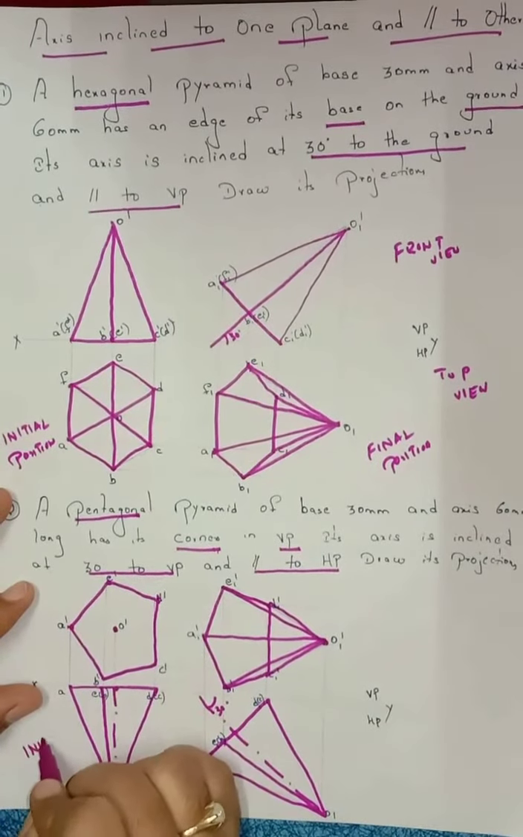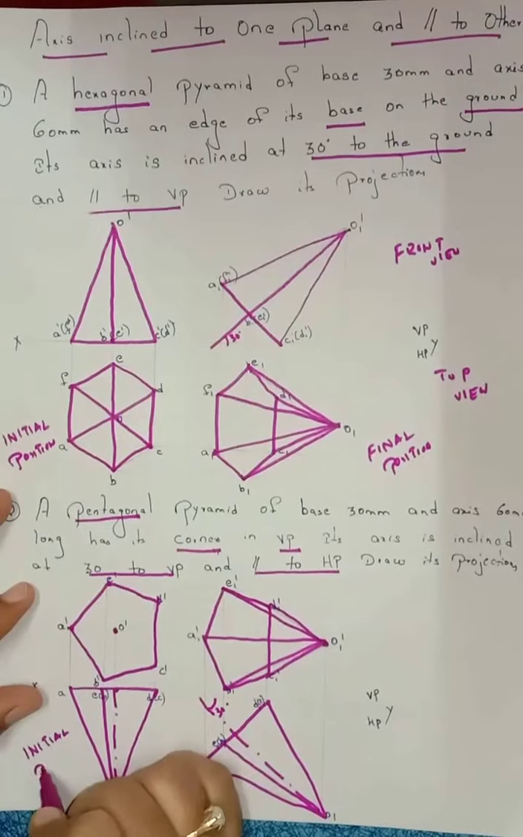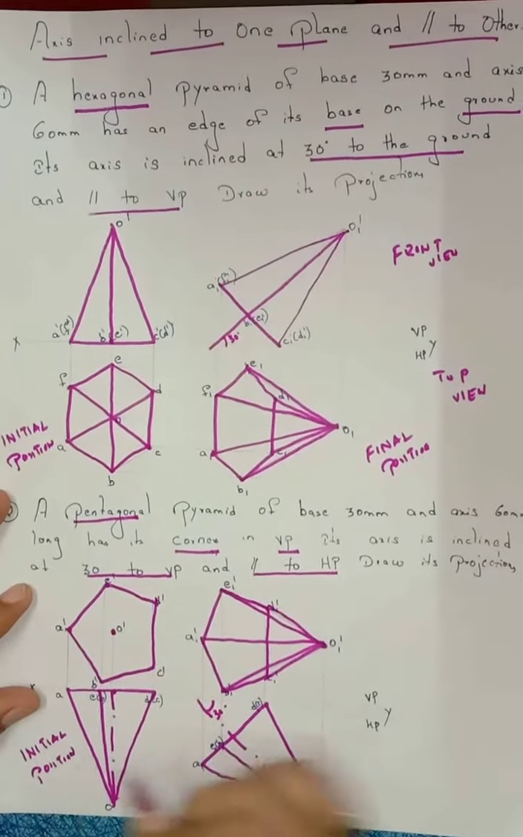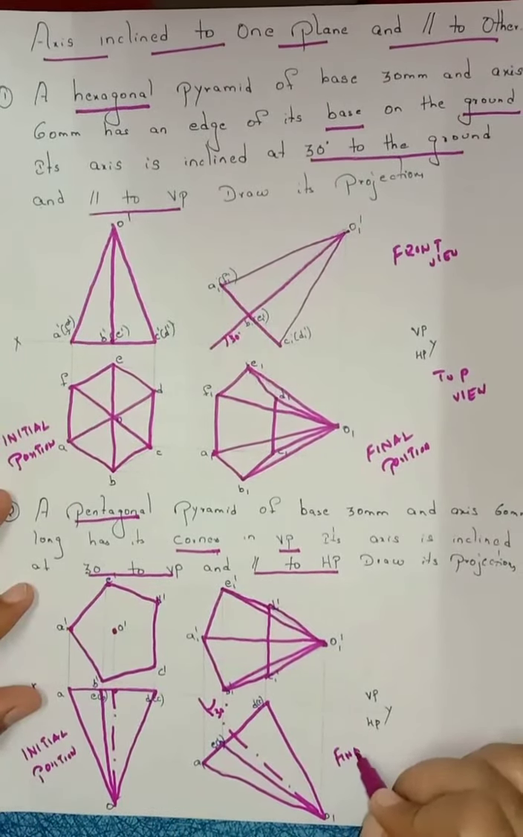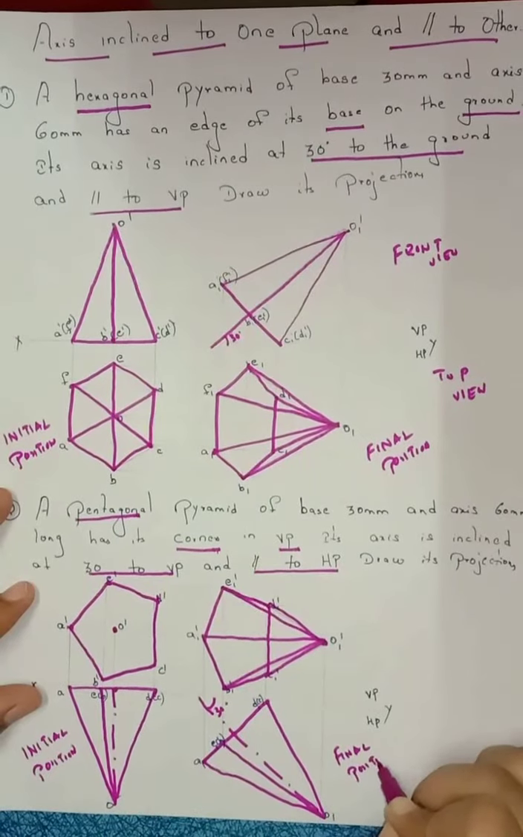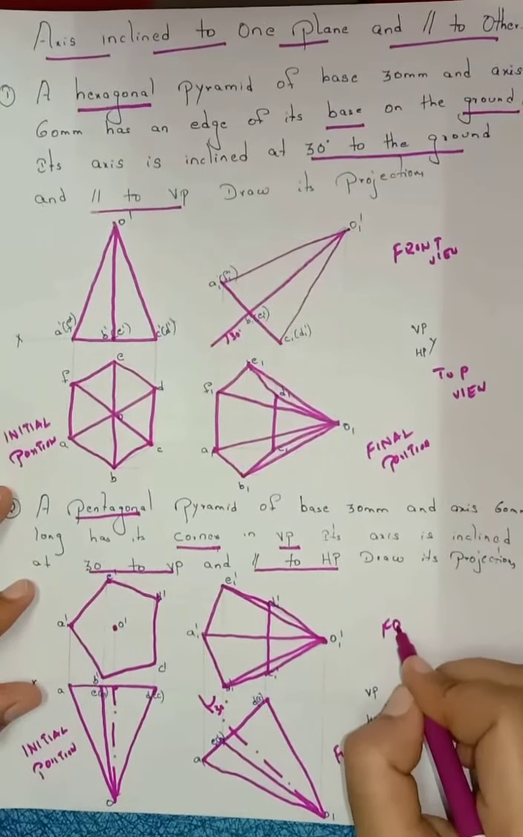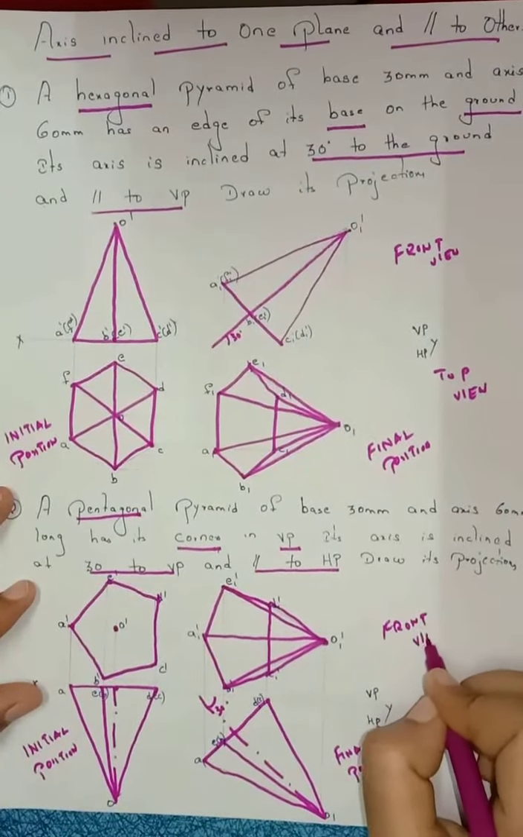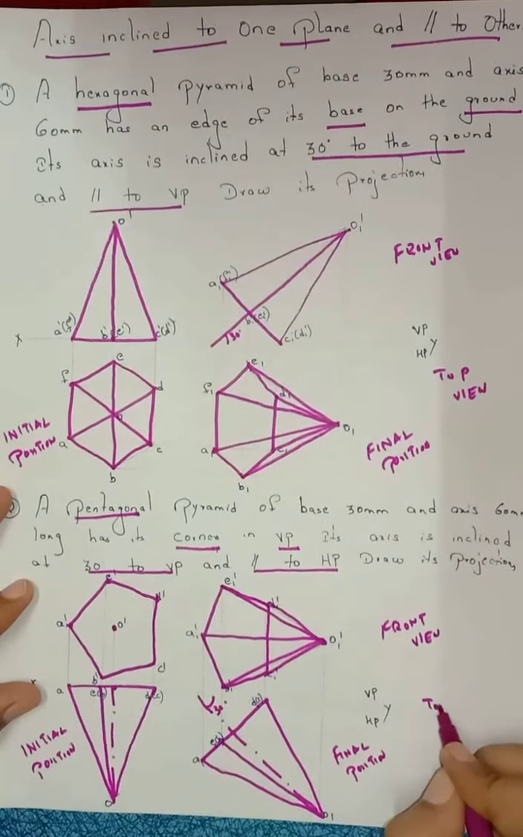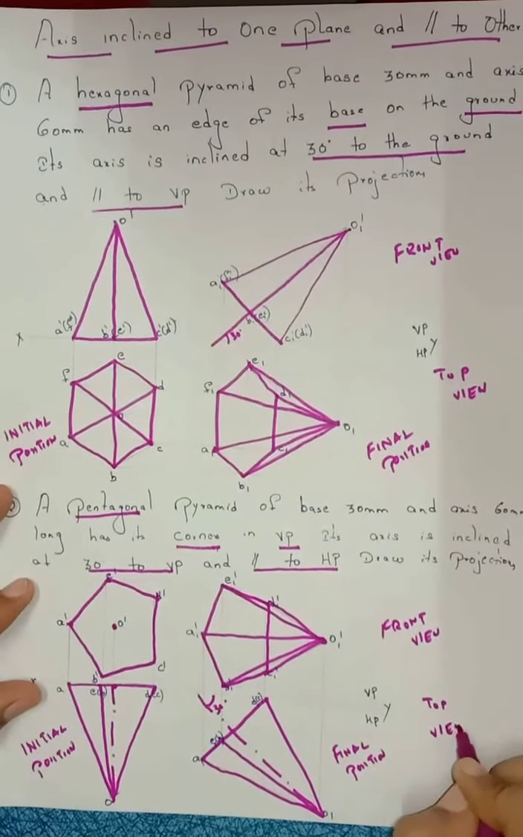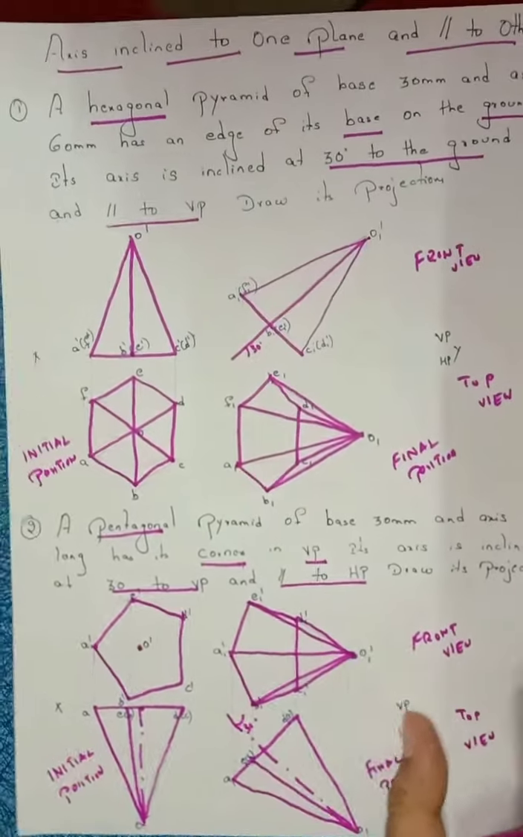After completion of the problem, write down here initial position and write down here this is your final position. Right above the reference line, this will be your front view. Below the reference line, this will be your top view. Right? So the same we will see in the next problem.